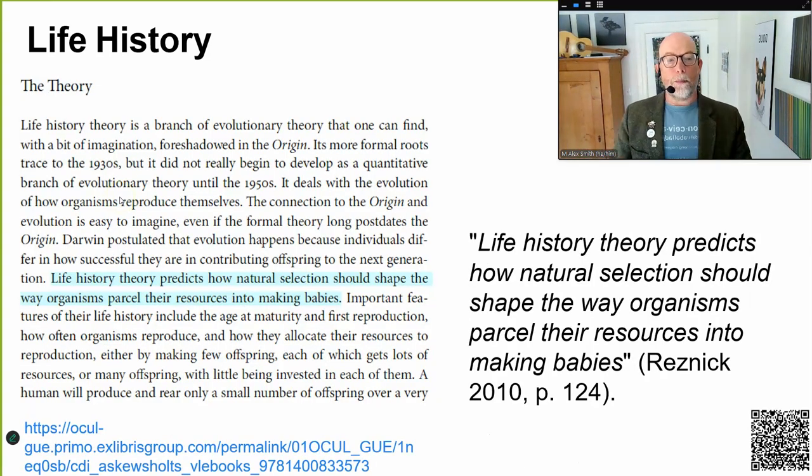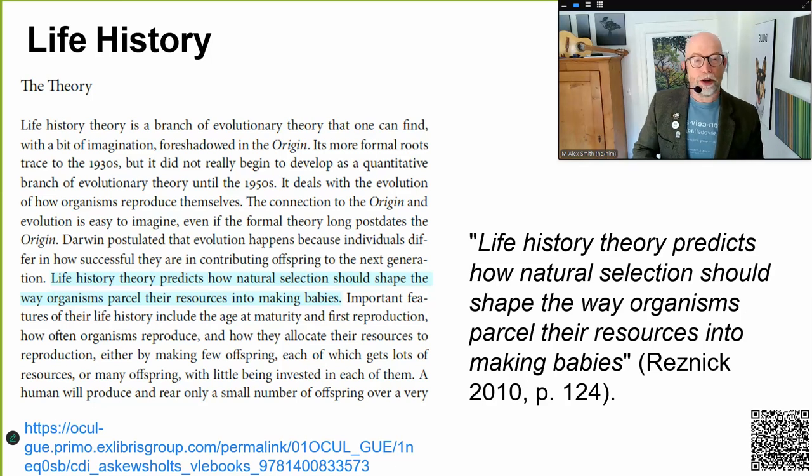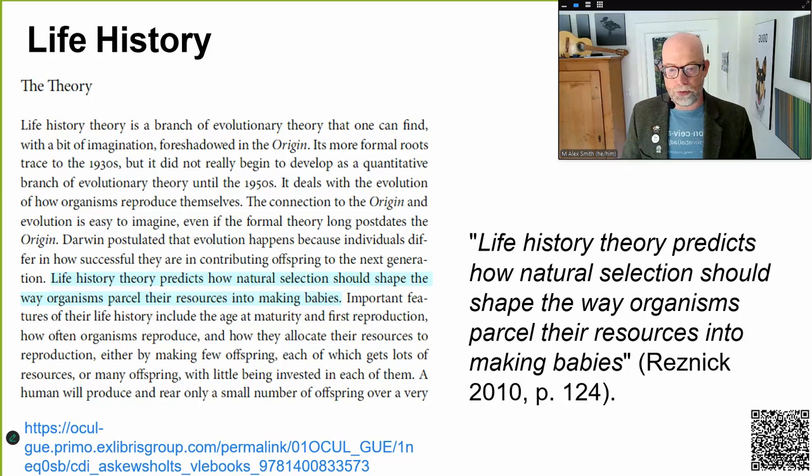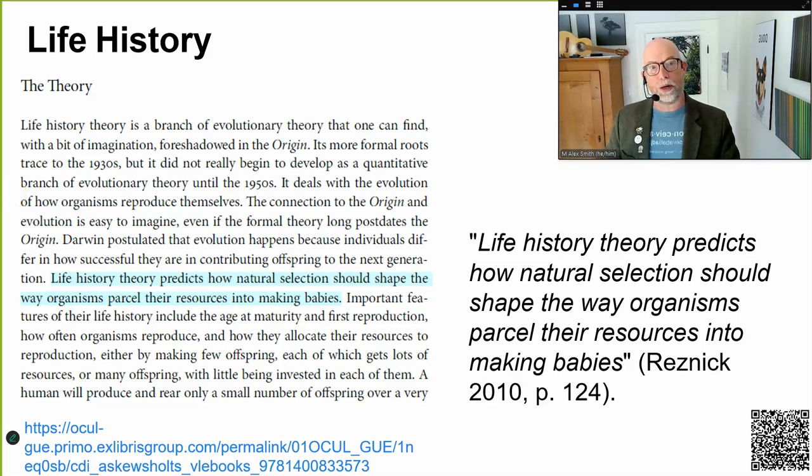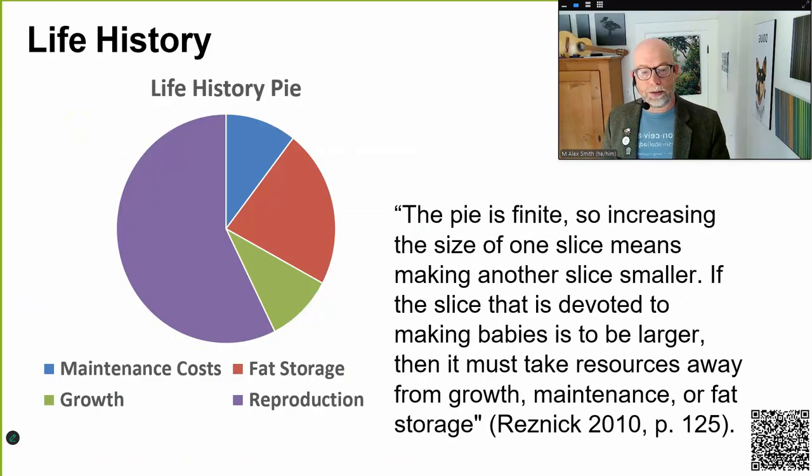This whole life history theory predicts how natural selection should parcel their resources into babies, which is one of my favorite quotes. This is a quote by Resnick that he wrote in 2010 in a book about where natural selection stands, particularly as it was expressed by Darwin. And the analogy and the reason that there was pie in that word find at the start is that it is expanded upon by Resnick.